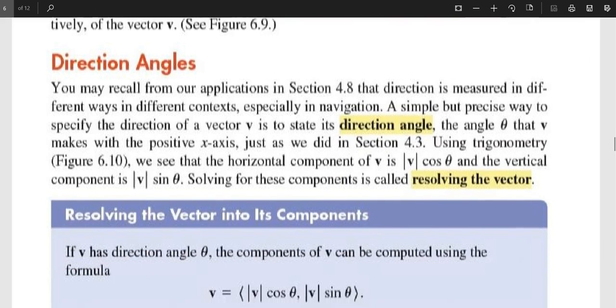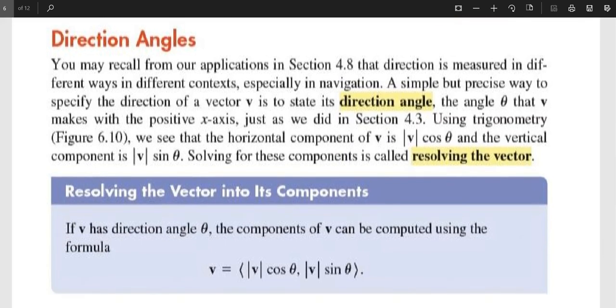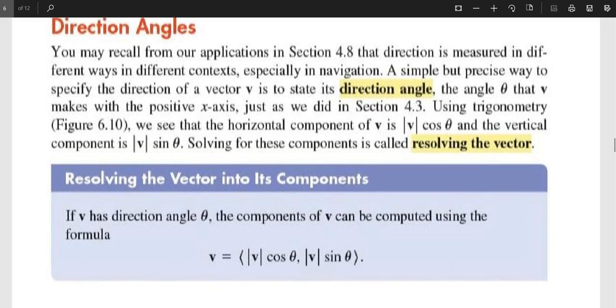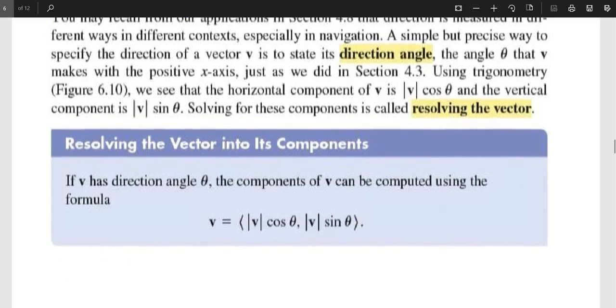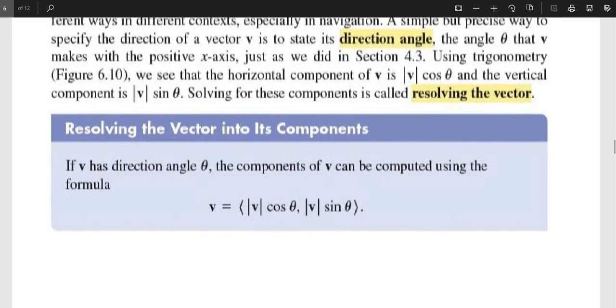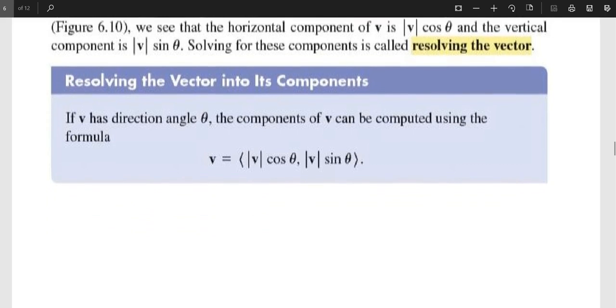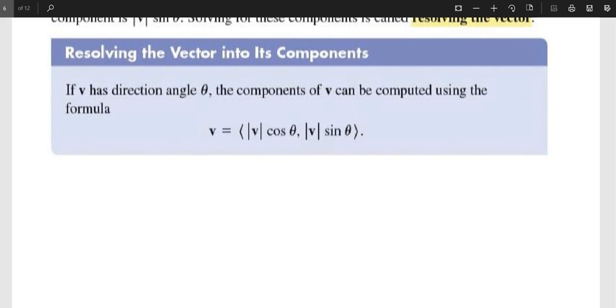Okay? Not artificial intelligence. Okay. We've talked a little bit about direction. They're using other terms like resolving the vector. Usually that's just finding your components. If V has some direction, in other words, if I know the direction of the angle, then I can find the components.